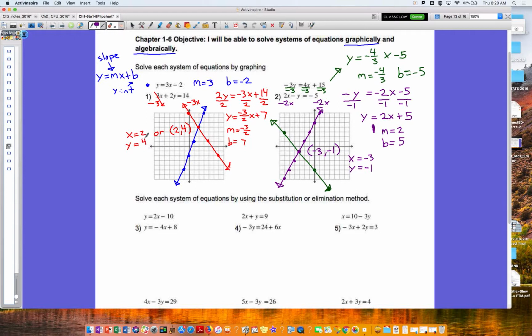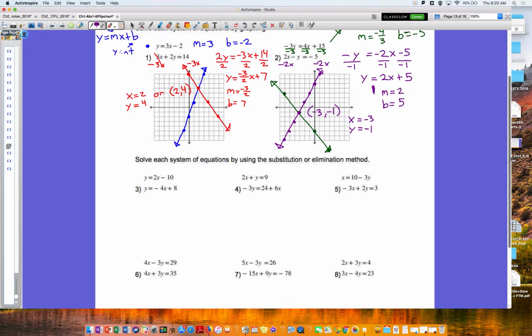3 times 2 is 6. 2 times 4 is 8. 6 plus 8 is 14. It works. Okay? The key thing with these problems is they have to work for both equations. Don't just check one, check them both. All right, so that's graphically.